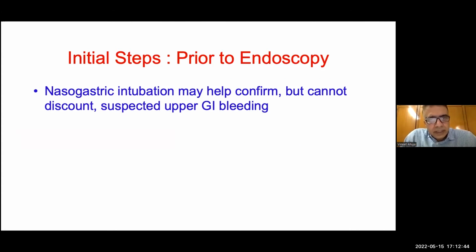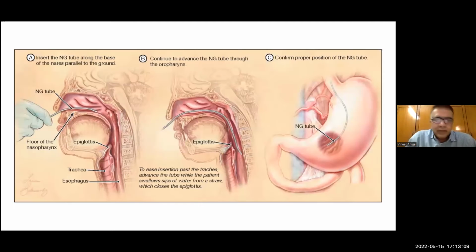Would you like to put in a nasogastric tube? Till some years back, it was considered the initial mandatory step, that you should always put in an NG tube. Let us see what the status is today. Well, nasogastric intubation may help confirm, but cannot discount, suspected upper GI bleed. That is one thing you should be aware of.